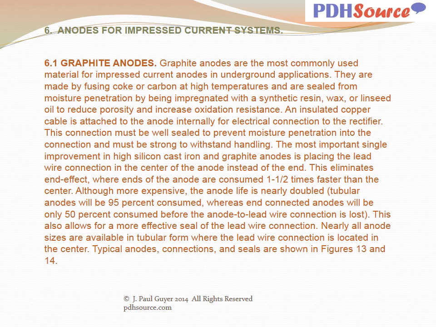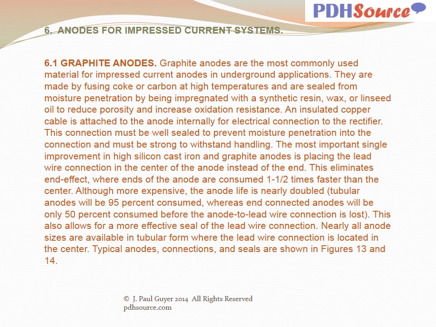Graphite anodes are the most commonly used material for impressed current anodes in underground applications. They are made by fusing coke or carbon at high temperatures and are sealed against moisture penetration by being impregnated with a synthetic resin, wax, or linseed oil to reduce porosity and increase oxidation resistance. An insulated copper cable is attached to the anode internally for electrical connection to the rectifier. The connection must be well sealed to prevent moisture penetration into the connection and must be strong to withstand handling.